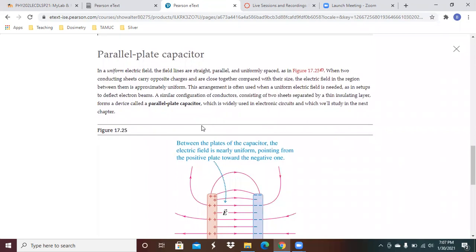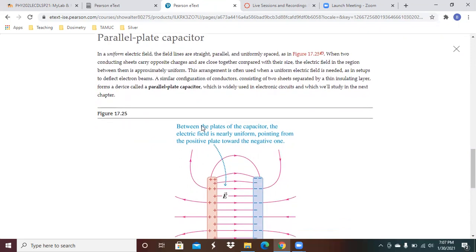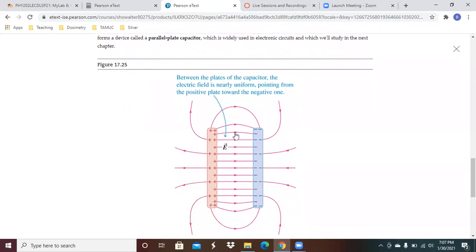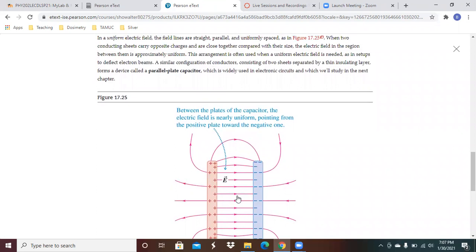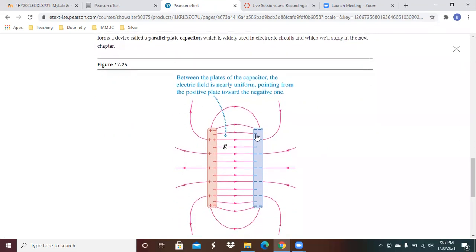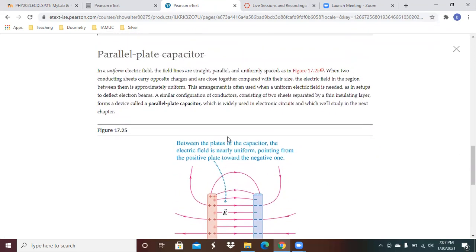This is an interesting description of a parallel plate capacitor. In a uniform electric field, field lines are going to be straight, parallel, and uniformly spaced. And a parallel plate is going to give us a scenario just like that. If you'll go through here, you're going to be looking at straight lines because it's the most direct path between the positive and the negative charges. All these lines are parallel, and they're all fairly uniformly spaced here because the charges are fairly uniform here.